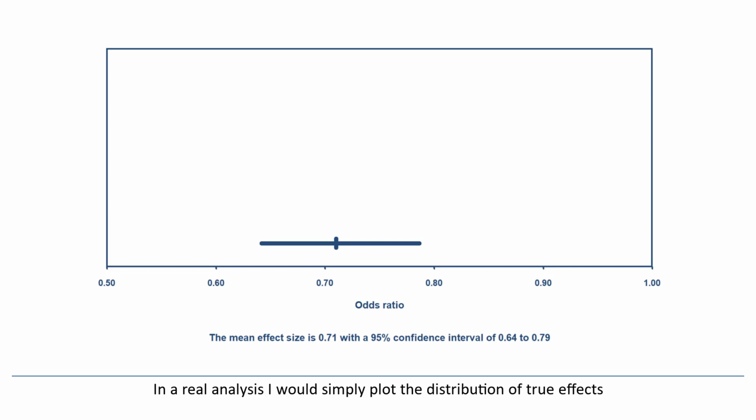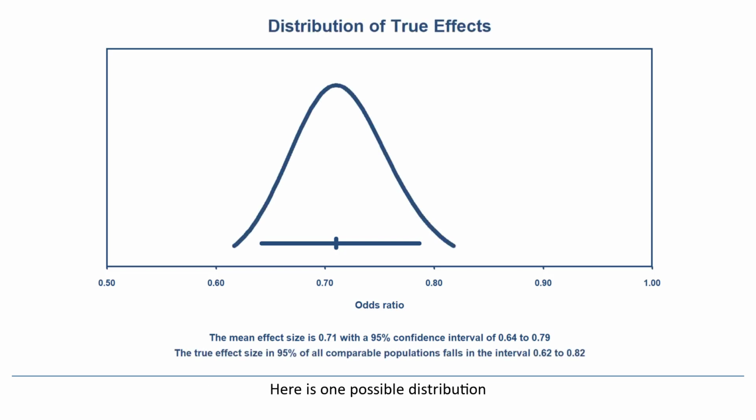In a real analysis, I would simply plot the distribution of true effects. However, for the purposes of this video, I'm going to present 3 possible distributions, and then ask which one applies in our analysis. I'm doing this to make it clear what we have in mind when we ask about heterogeneity. Here is one possible distribution.